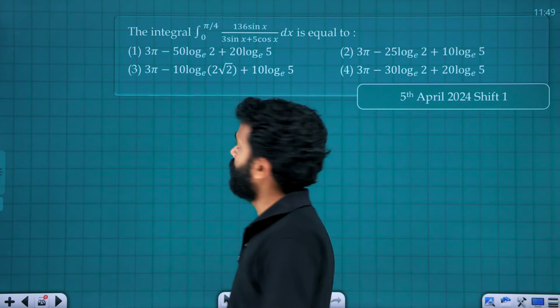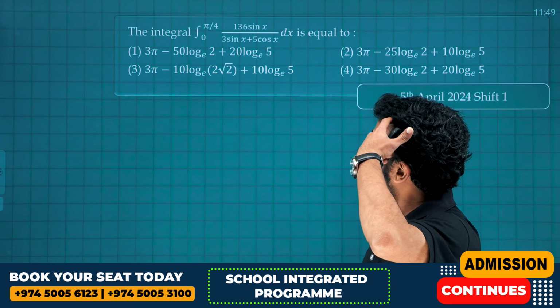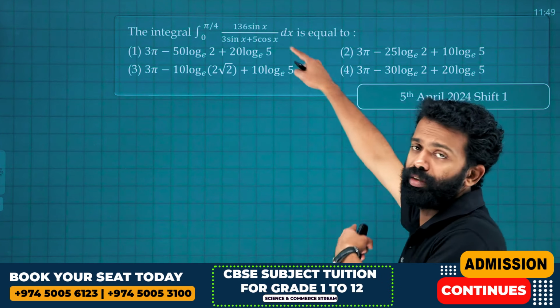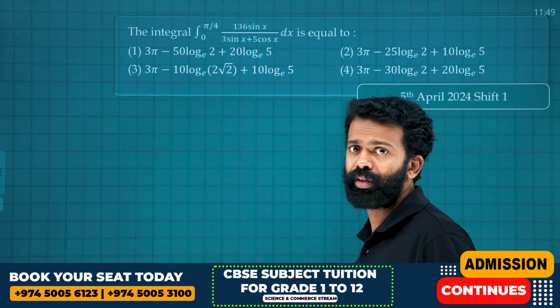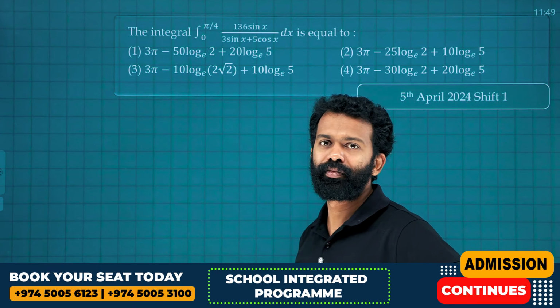Yes, a regular integral. Integral 0 to pi by 4, 136 sin x divided by 3 sin x plus 5 cos x. How will you compensate for this one? These types of integrals, it's a very easy and doable one.